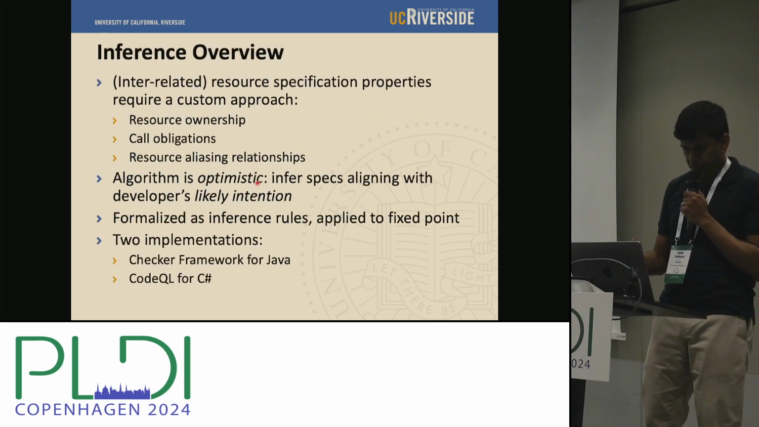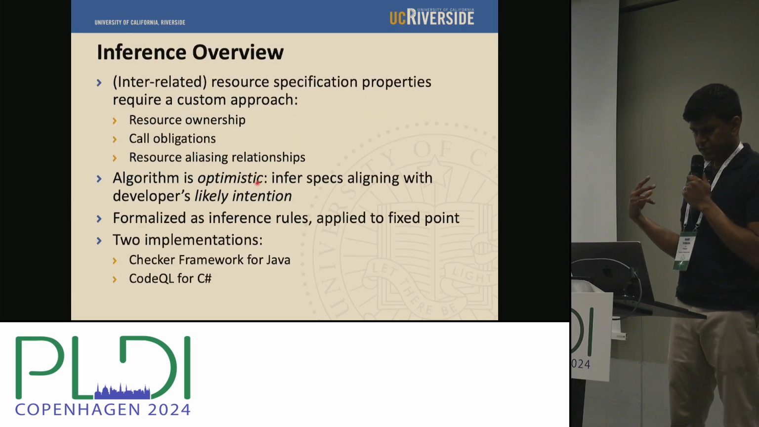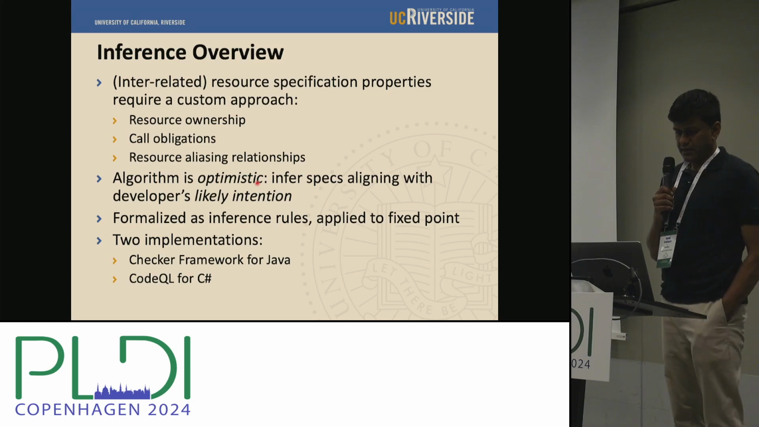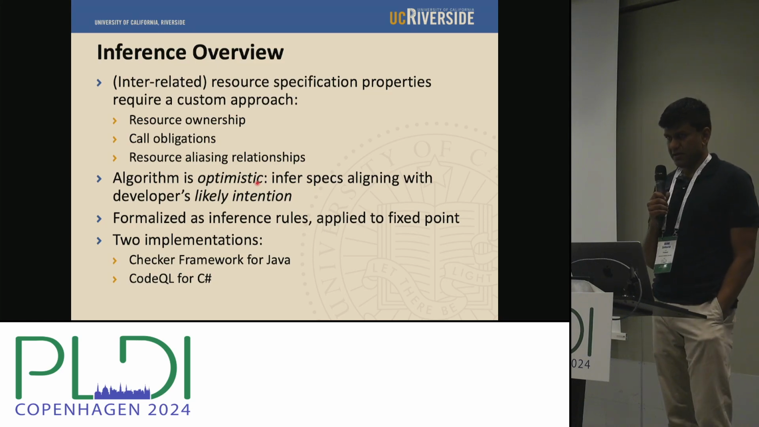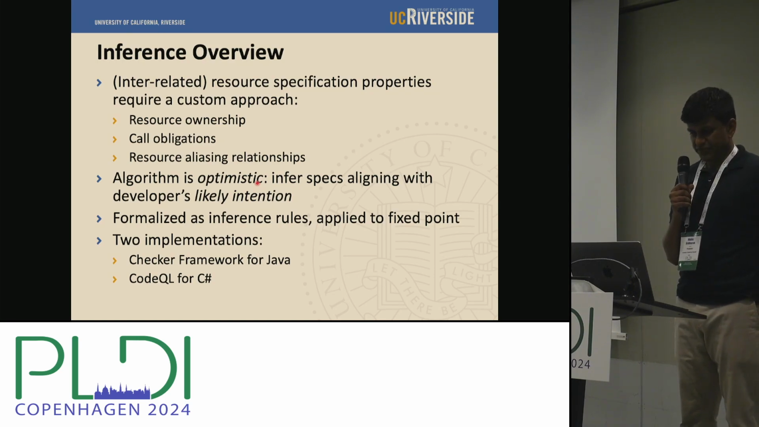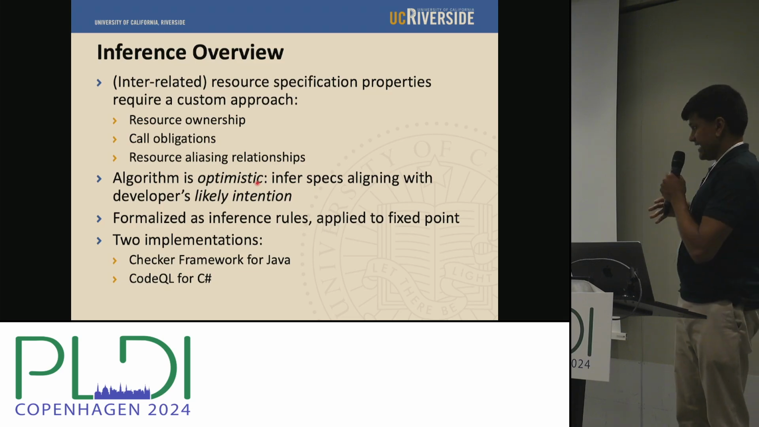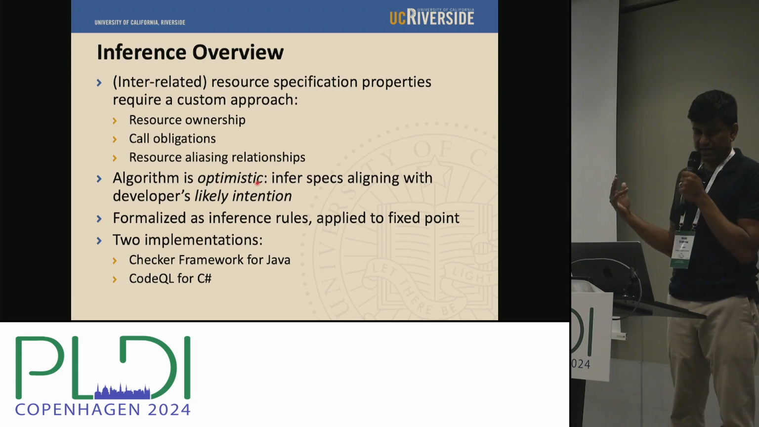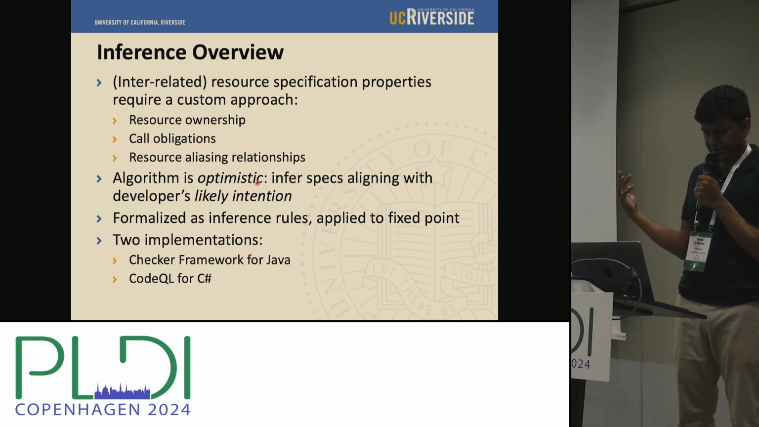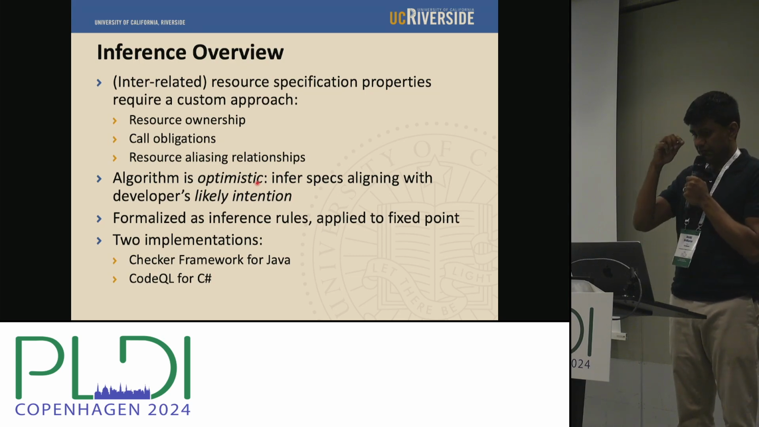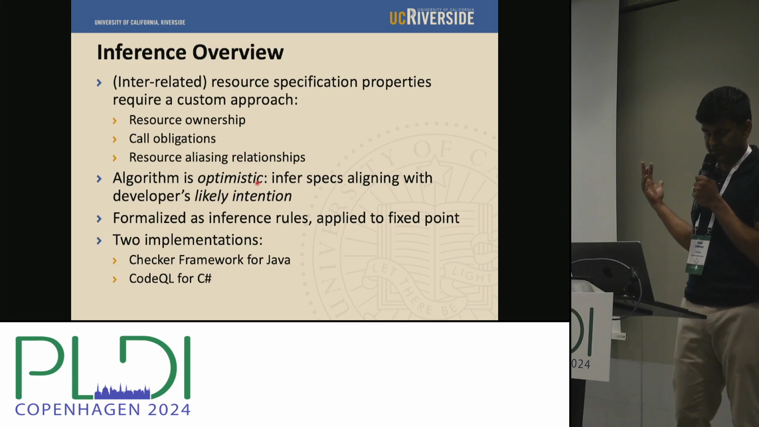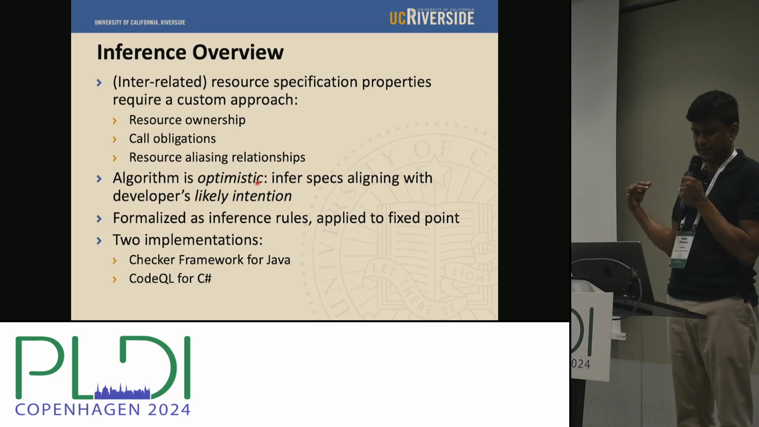So let me just give you an overview of this approach. I think you can see that the kind of checking that we're doing as part of the resource leak checker is not just standard subtype checking at assignments, right? We're checking various aliasing related properties that are interrelated, according to resource ownership, these resource aliasing relationships, these call obligations. We couldn't just take an off-the-shelf inference tool for pluggable type systems and use it for our system. We needed to develop something custom.